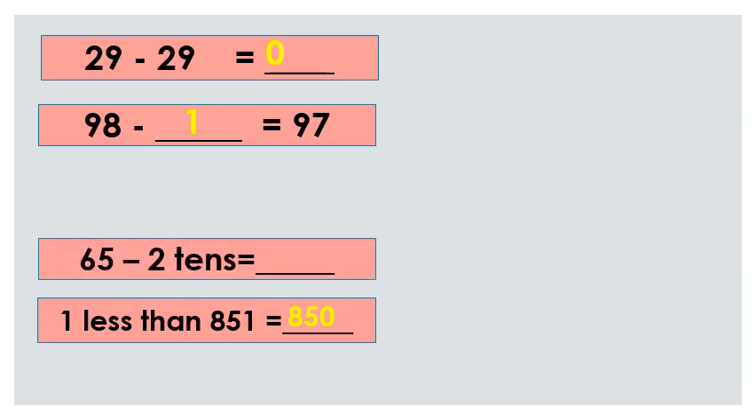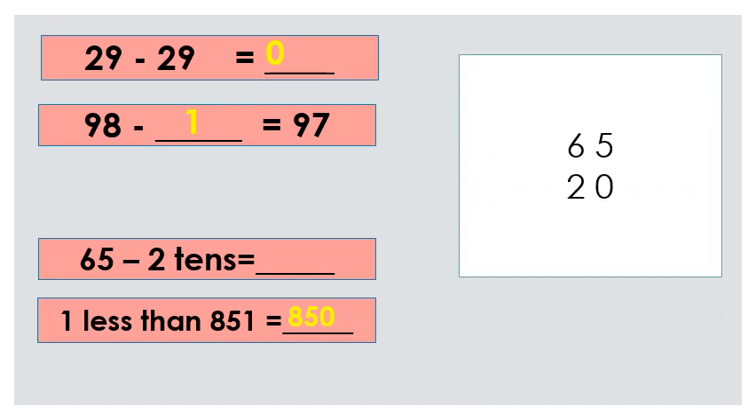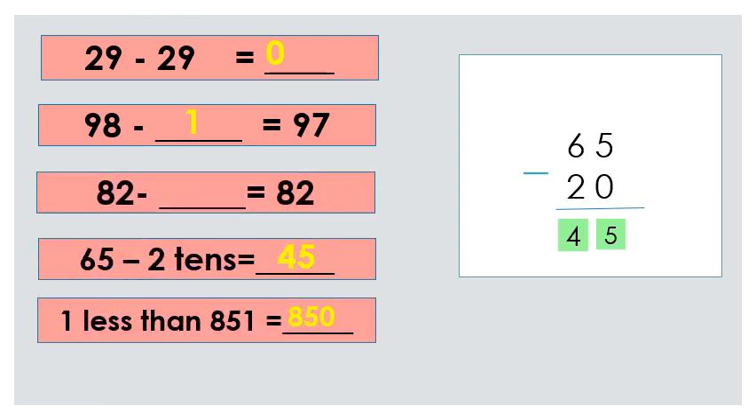The next question is 65 minus 2 tens is equal to dash. 65 minus 2 tens means 65 minus 20. If we subtract this number, we will get 45. So 65 minus 2 tens is equal to 45. The next question is 82 minus dash is equal to 82. When 0 is subtracted from a number, the answer is the number itself. So the answer will be 0.